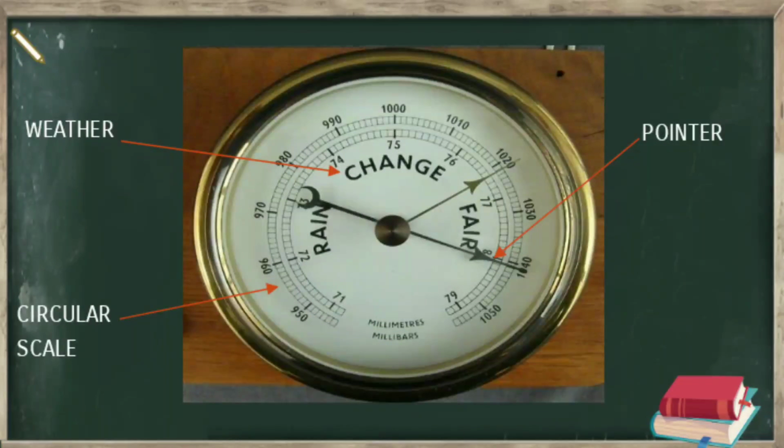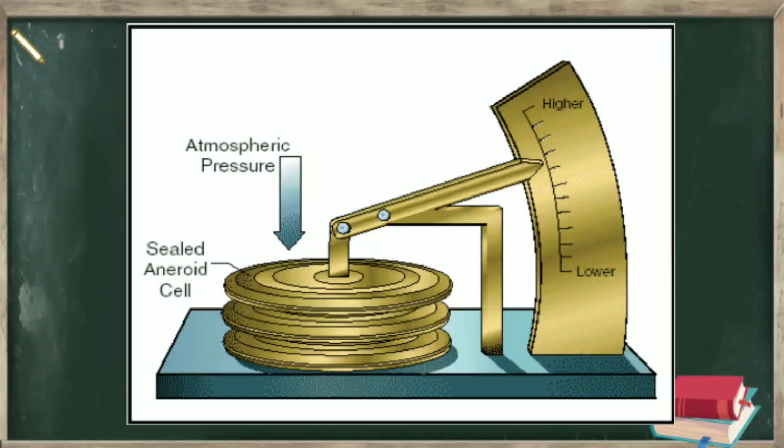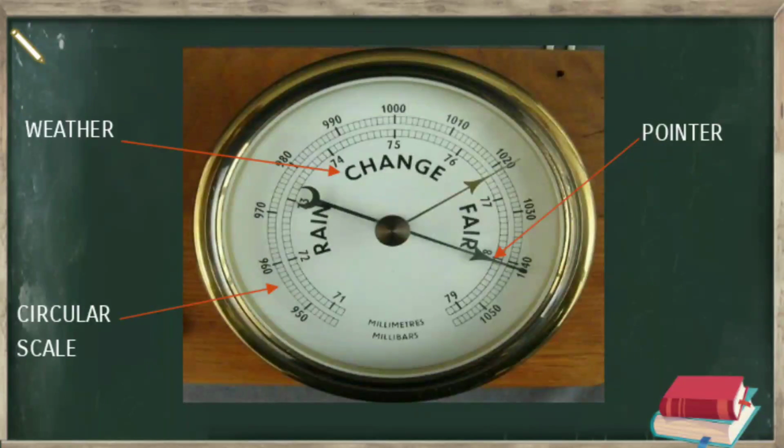So next we have the basic parts of aneroid barometer. So the pointer, and the circular scale. So as I've explained earlier, the aneroid cell is this one. When an aneroid cell receives atmospheric pressure, this is the pointer. It moves along the circular scale. So for example here, we have the reading that the weather is fair, so it has less chance of raining.